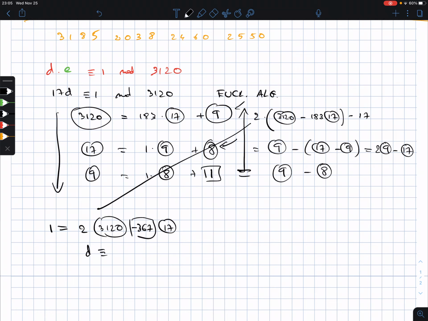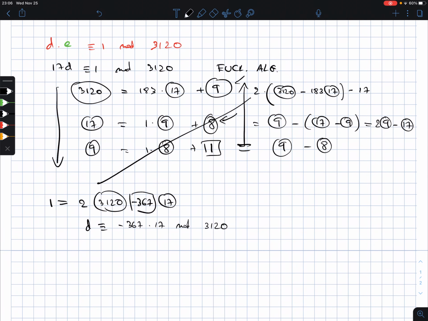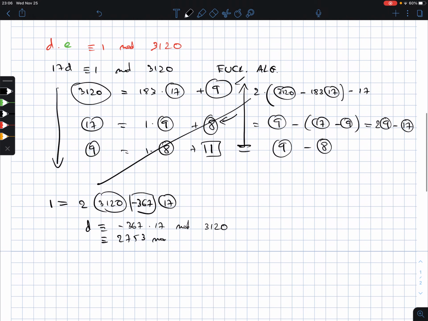6239, and that is 6240. Yes, this is correct. So now we know that D is equivalent to minus 367 times 17 modulo 3120. Okay, we want a positive one, so I'm going to add it to 1. So 3120, add that 367. So it is actually 2753 mod 3120. So this is what D is.